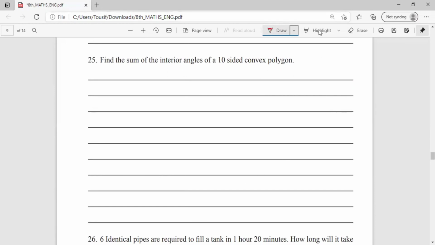Next question. Find the sum of the interior angles of a 10-sided convex polygon. There is one formula to find the sum of interior angles of a polygon, or you can call it a convex polygon as well.